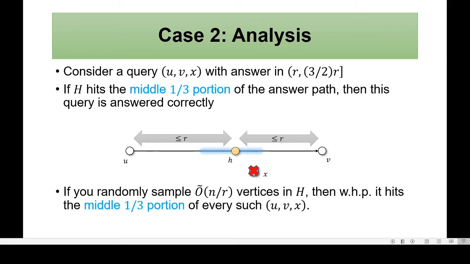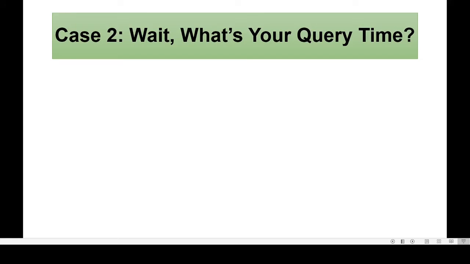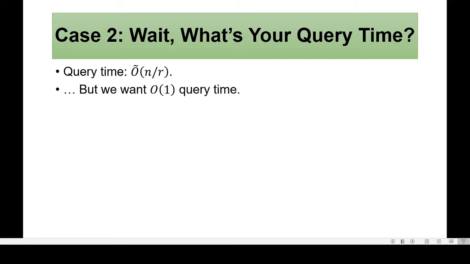So if we randomly sample tilde O n over r vertices in H, then with high probability for every valid query UVX, this hitting set actually hits the middle 1/3 portion of the answer path corresponding to that query. So in this case, the answer to every query is correct. However, there is still an issue, that is our query time. Even assuming our r-truncated DSO has constant query time, the query time of our 3/2 r-truncated DSO is somewhat high, it is tilde O n over r. However, we want constant query time.